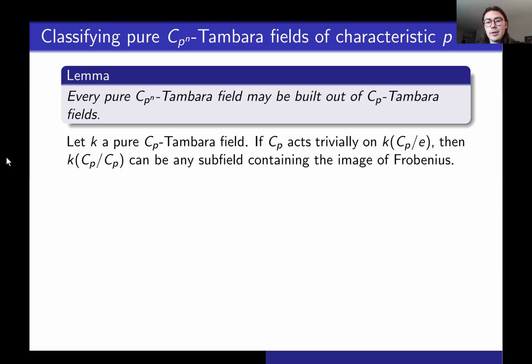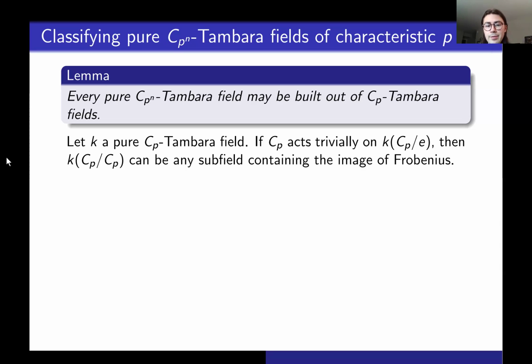Any choice of subfield gives you a Tambara functor, and any distinct choices, roughly speaking, will give you distinct Tambara functors. And I say roughly speaking because it's not completely true, but non-isomorphic subfields, I guess, would be enough. So this tells you how to get, in one of two cases, all possible pure CP Tambara fields of characteristic p.